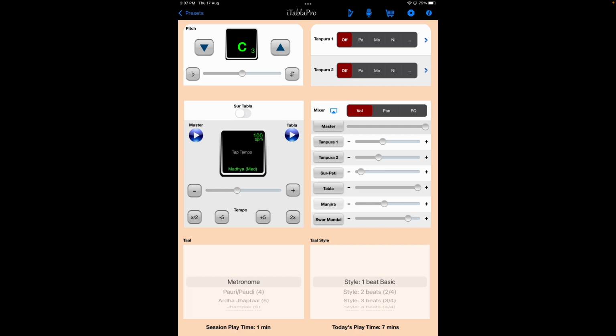So that's what metronome is used for. And also it basically gives you an idea of timing so that you can synchronize. That's the major use of metronome. Any questions so far? No?